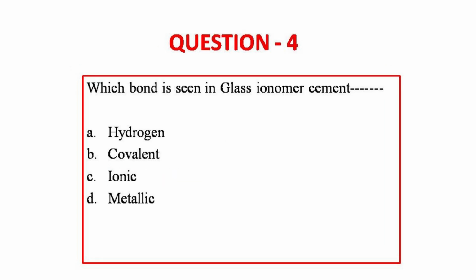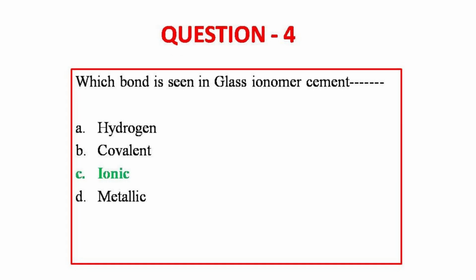Which bond is seen in glass ionomer cement? They've given us 4 options: hydrogen, covalent, ionic and metallic bond. So the answer to this question is ionic bond. So the carboxyl group of the acid will interact with the calcium in the hydroxyapatite in order to form the ionic bond. So moving on to question number 5.